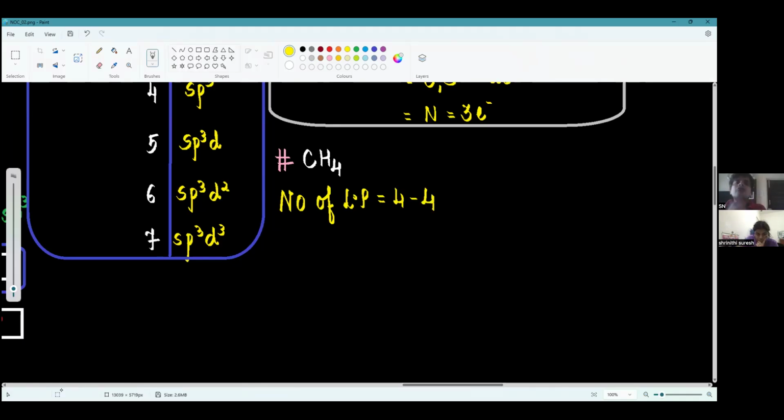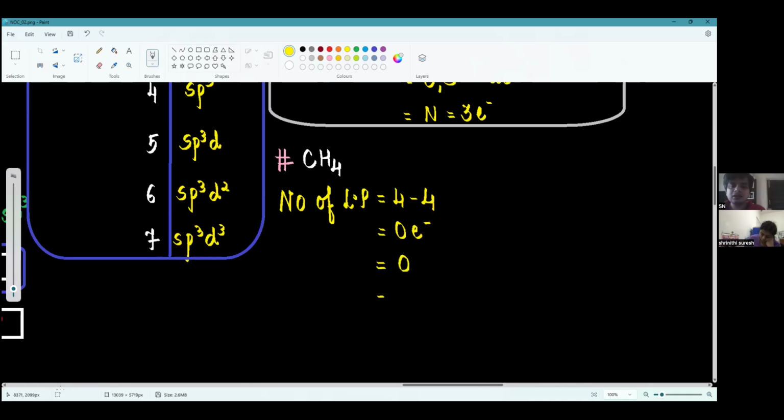Once again, how do you find lone pairs of electrons? First, write down the valence electrons of the central atom minus how many electrons are shared by the side atoms. Hydrogen shares one electron, but there are 4 hydrogen atoms as side atoms, so there will be 4 electrons. So 4 minus 4, a total of 0 electrons. You divide this by 2 in order to get lone pairs. So 0 divided by 2, obviously it will be 0.